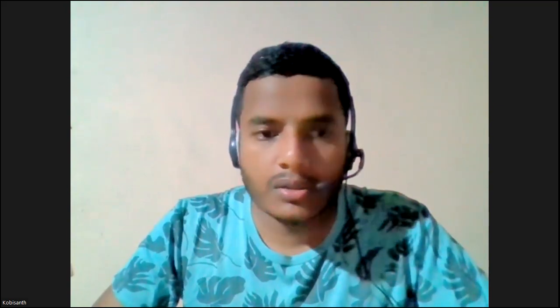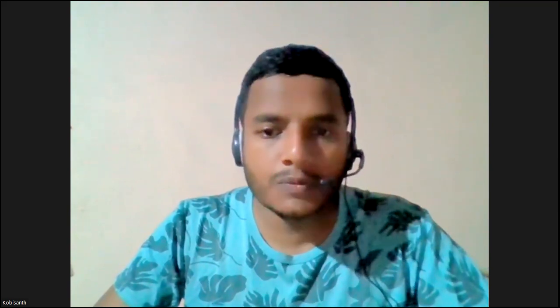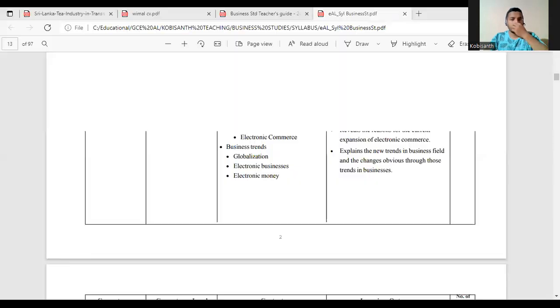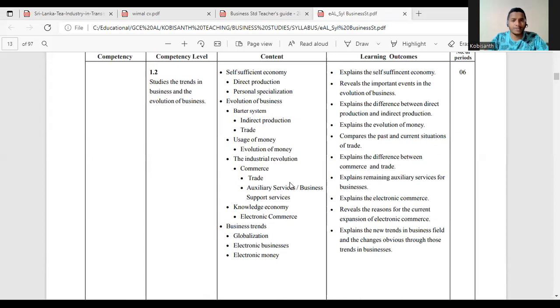And yes, let's begin with the syllabus guideline before we move on to today's session. So, you remember we have already spoken about the evolution process of a business. We spoke about evolution of money. So today we're going to talk about the trade or the auxiliary services. All right. Okay, so make sure that you are sticking with the particular syllabus.